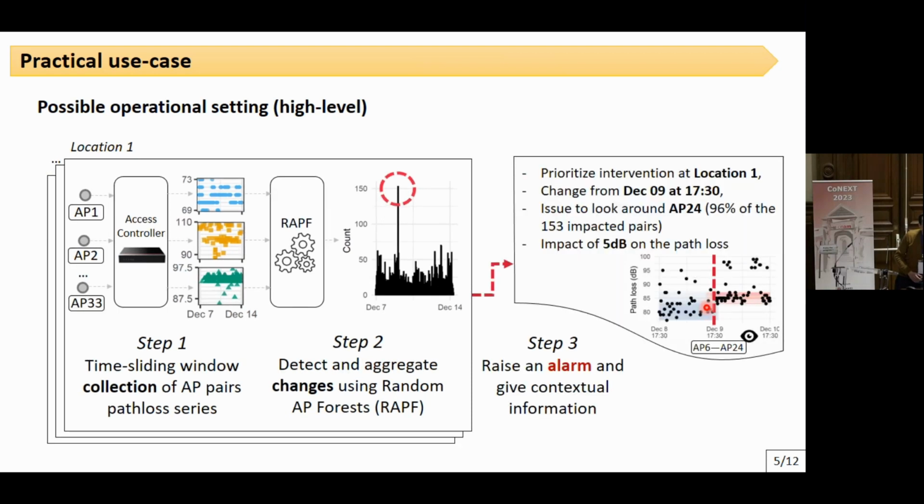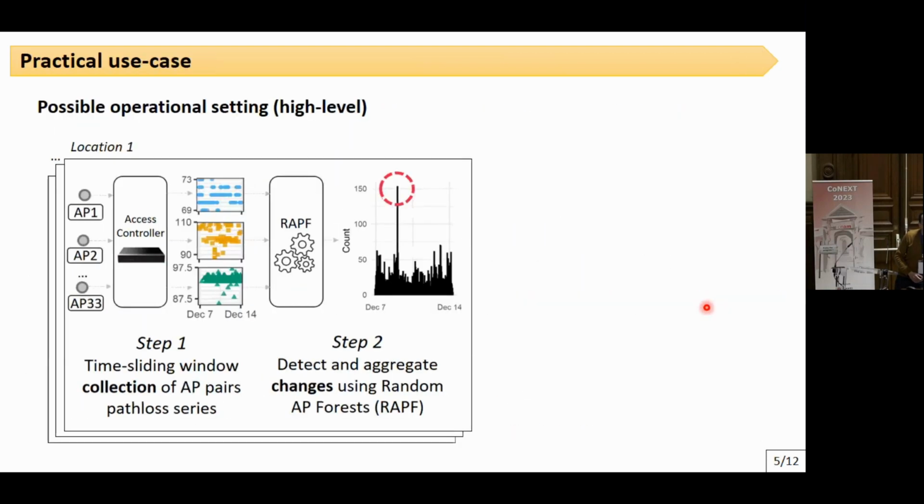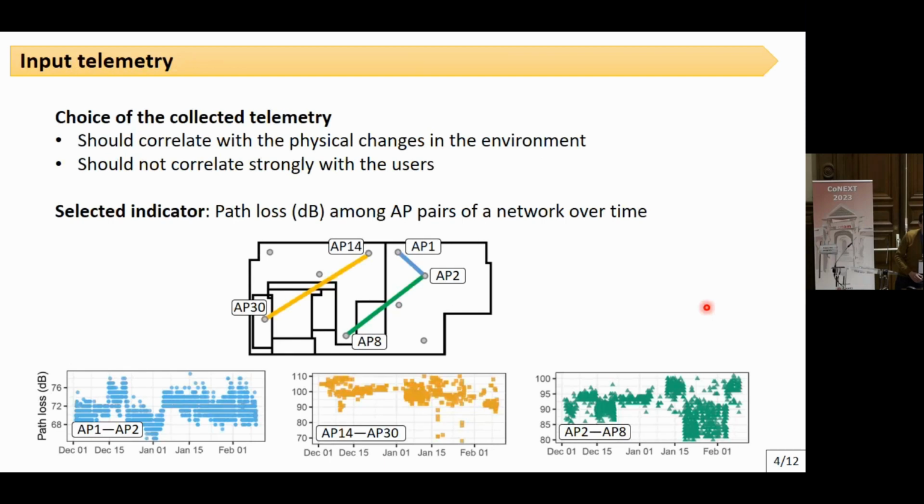Here we are interested in the environmental changes, more than the impact on the specific access points themselves. So the interest of taking pairs is that it gives some information about the environment that the signal passed through.